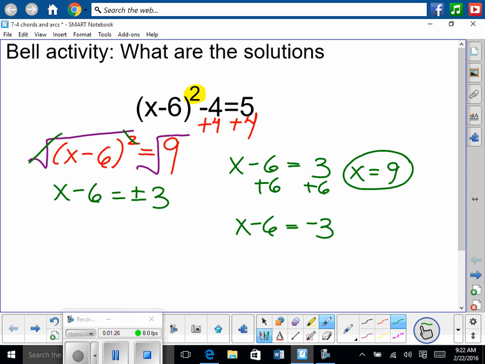Now a lot of you just said, oh, so negative 9. Not true. To go through the algebra, people, what do we do to solve for x on this one? Add 6. So x is equal to positive 6 minus 3? 3.